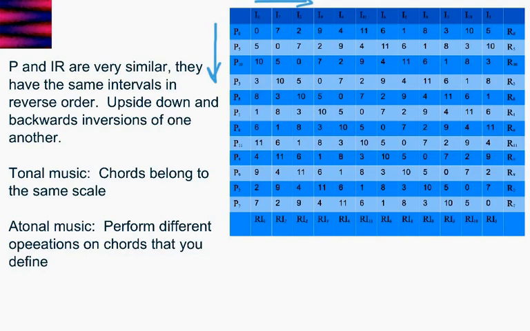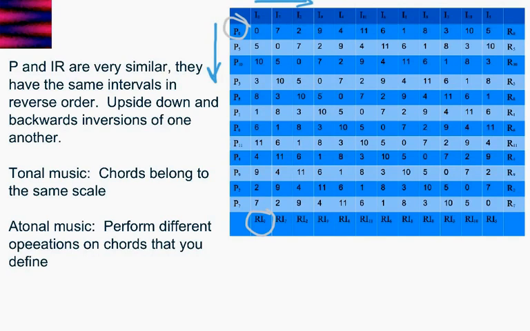A couple interesting things to note here. First, the prime and the retrograde inversion are extremely similar. In fact, they have the same intervals, just in reverse order. So that's just upside down and backwards. What does that mean? Well, let's talk about P naught as an example. I start off at 0, I go 7 to 9. If I take the retrograde inversion right down here at the bottom, you see that I've got that same sequence going back up, 7, 2, 9, 4.